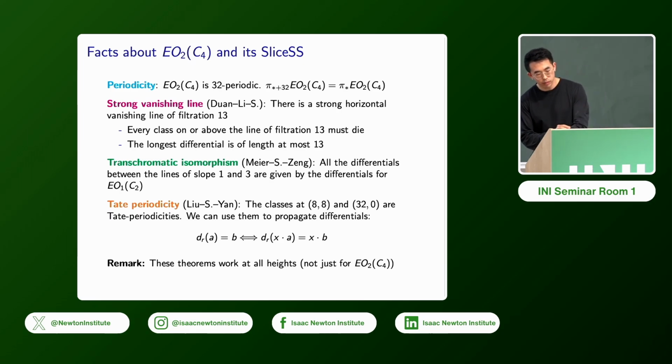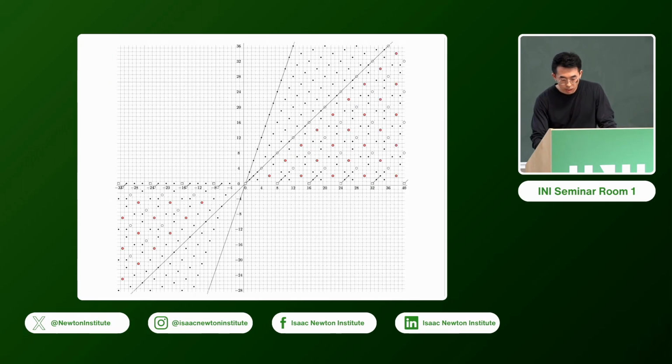Before I start the movie, I want to remark that these theorems work at all heights, not just for E02C4. These are just the specific numbers you get when I specialize to E02C4, but the theorems work in general. All right, let's start. I say it's a mini movie, but it's very basic, I just click and click. It's not a fancy AI generated one, none of that. So this is the E4 page.